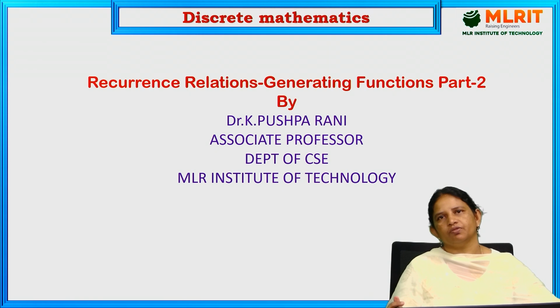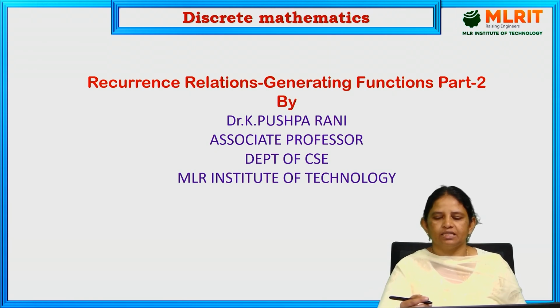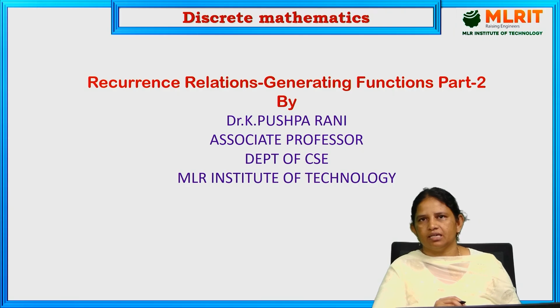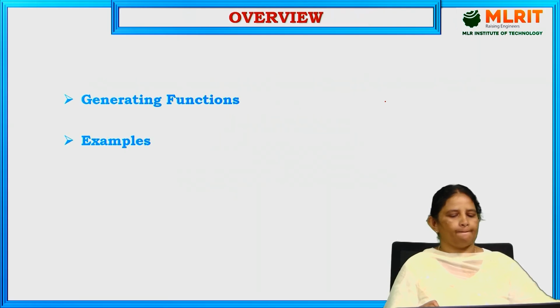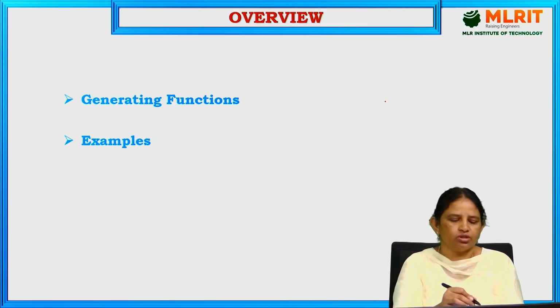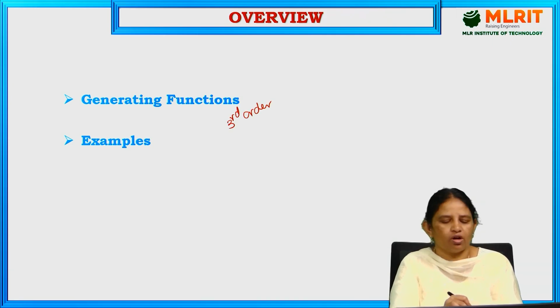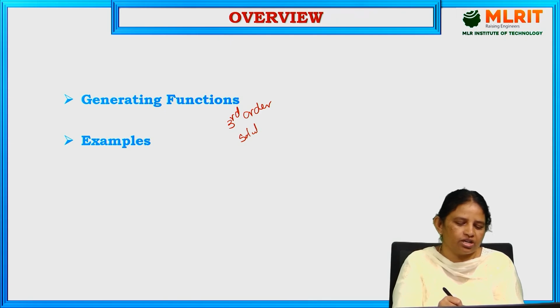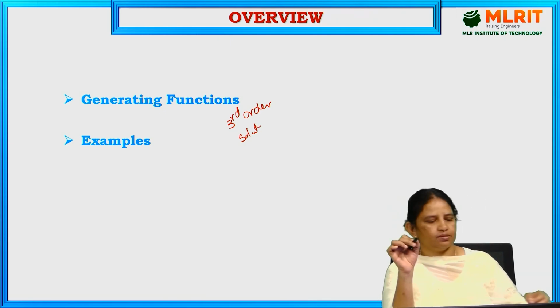In the last video, we already discussed generating functions part 1, that is the second order recurrence relation. Then coming to part 2, that is generating functions for third order recurrence relation. So how to find the solution for the third order recurrence relation? What is the solution of the recurrence relation? We can understand those things by considering some examples.